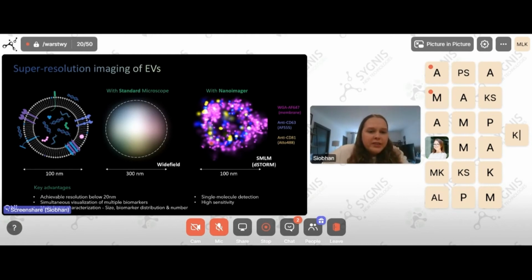So just to explain this image here, what we're looking at is a 3-color super resolution image, where we're looking at the EV membrane plus 2 tetraspanin signals. You can see here that on the standard microscope, there's signal from all 3 markers, but you can't assess where they are located on the EV surface.